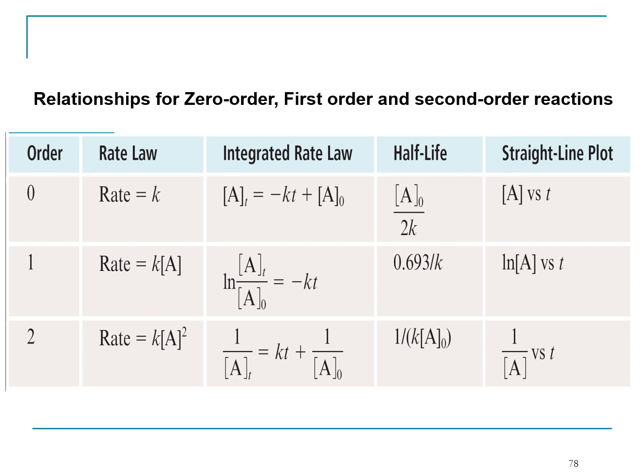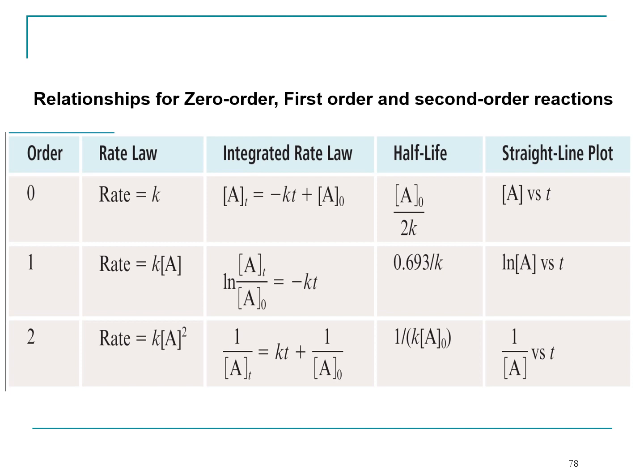So this is just a summary. If it's zero order, rate equals k. There's no concentration that affects it. Here's the integrated rate law. Here's the half-life. Concentration versus time will give us a straight line if it's zero order. If it's first order, here's the rate law. Here's the integrated rate law. And here's the half-life, 0.693 over k.